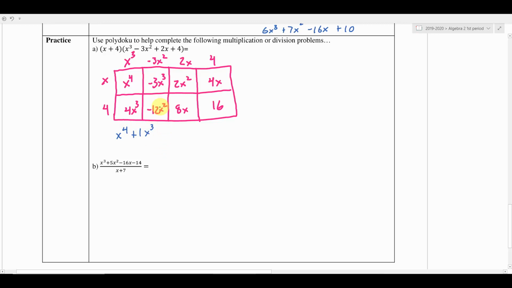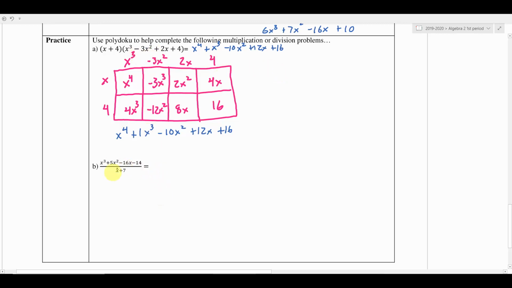And then I add up my x squareds here, so negative 12x squared plus 2x squared is minus 10x squared. And then 8x plus 4x, right? That's going to be 12x. And then the 16 is all by itself. Okay. So when I multiply these two things, what I get is x to the 4th plus x to the 3rd minus 10x squared plus 12x plus 16. All right, so that's multiplication.